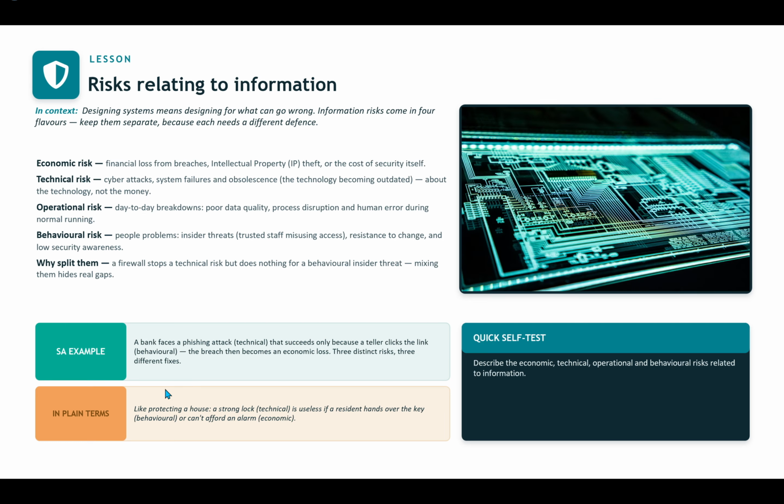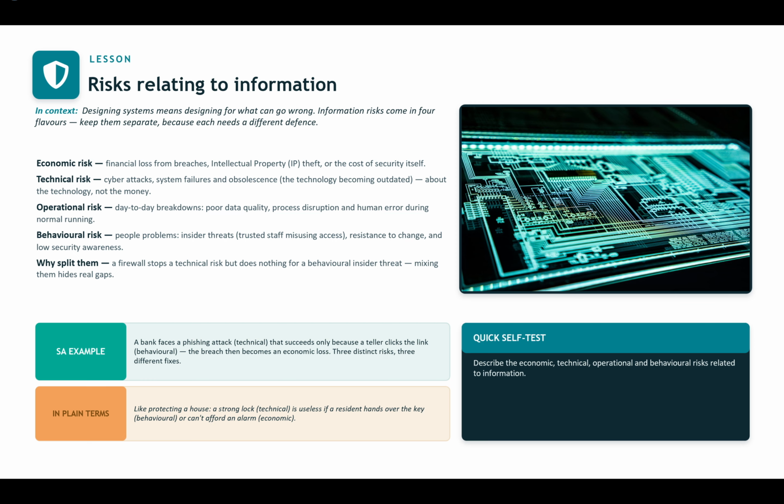All right. Then, under this, we then look at risks relating to information. Designing systems means designing for what can go wrong. Information risks come in 4 flavors. Keep them separate because each needs a different defense.